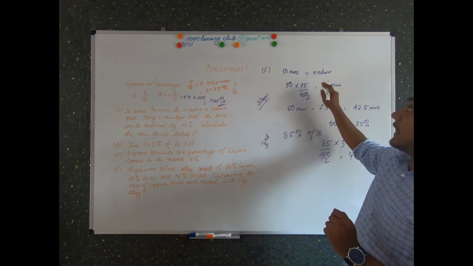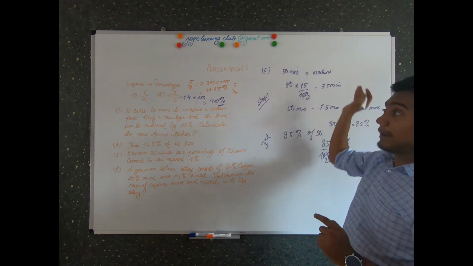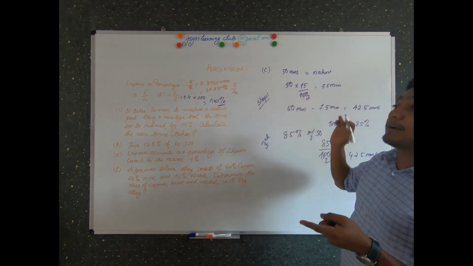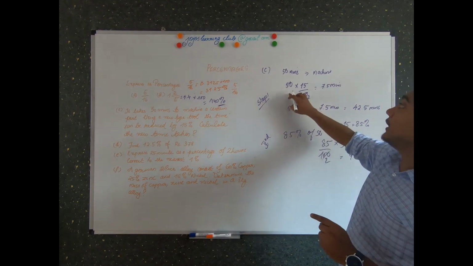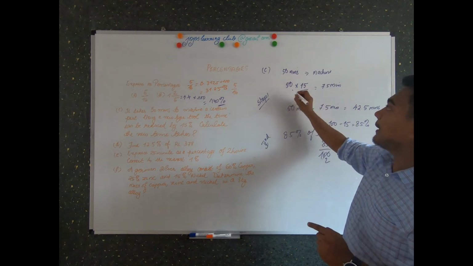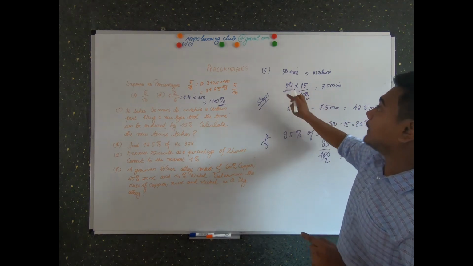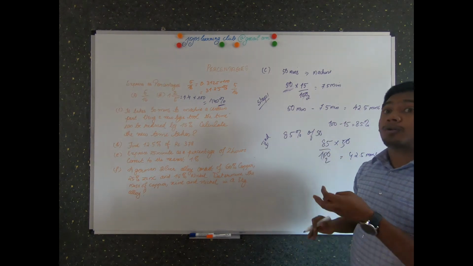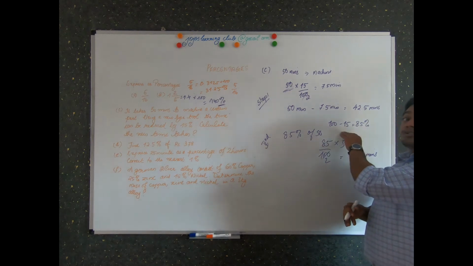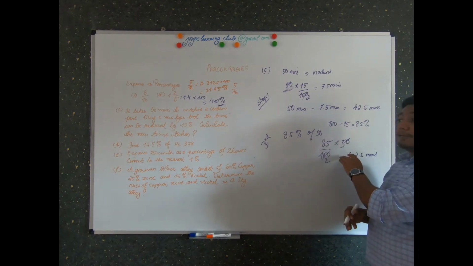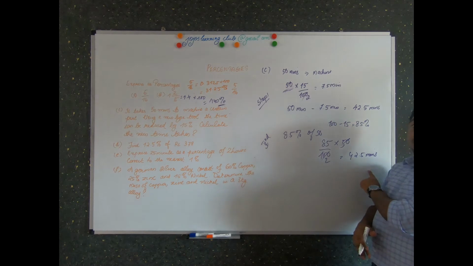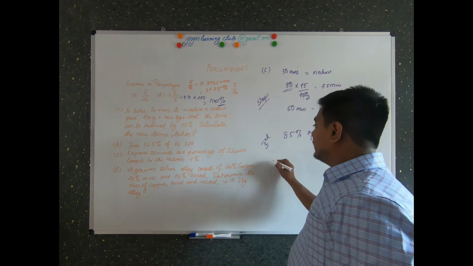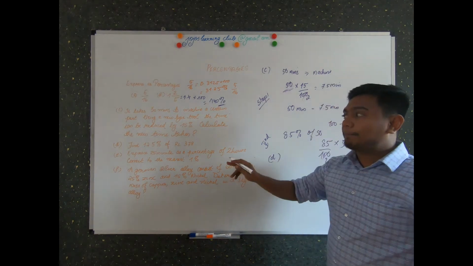In this problem, once again, 50 minutes are required for a machine, and with the new tool you can do it with a reduced time of 15%. So 50 times 15 by 100, which is 7.5 minutes. You can reduce it from the old timing, or you can first reduce the percentage time and multiply it with the total time to get the new time. I hope it's clear.